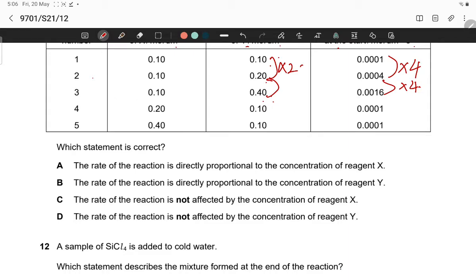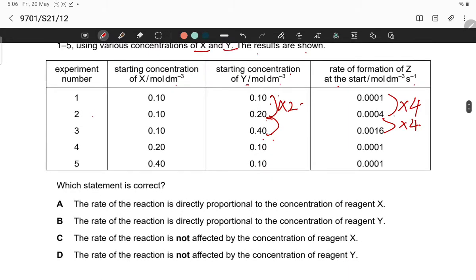So there is no change. The rate is increased by increasing the concentration of Y. So it does not affect the change in concentration of X because the concentration remains the same, but the rate is going to increase. It means the rate is directly proportional to the concentration of Y.